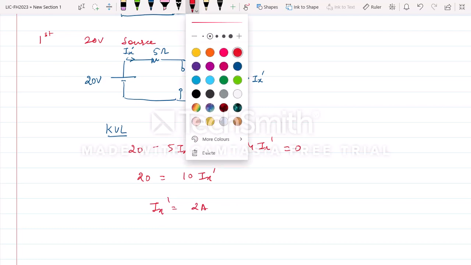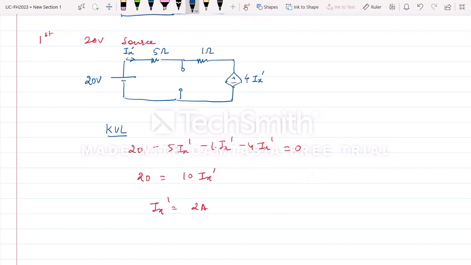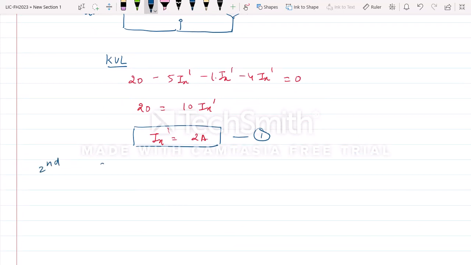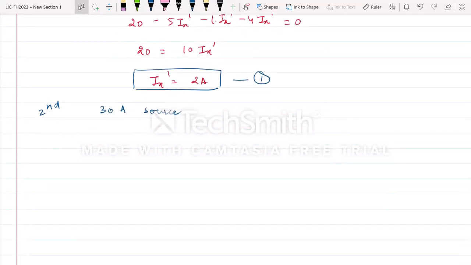Name it as equation number 1, because we want two currents and then we have to add. So this is your Ix dash. Now second, we'll consider the 30 ampere source. When I consider the 30 ampere source, we have to make the 20 volts 0, so this becomes a short. And this is your 5 ohms, this is the 30 ampere current source, this is your 1 ohm, and this is our dependent source.